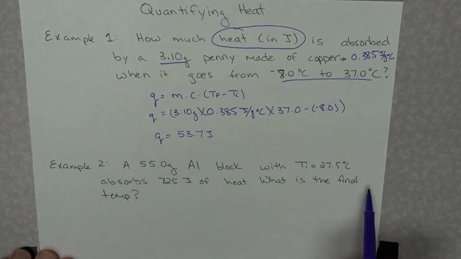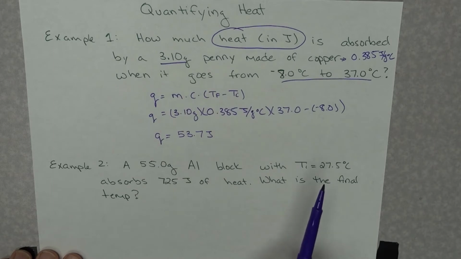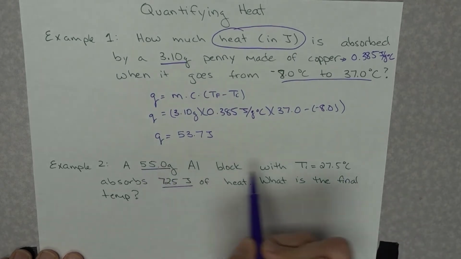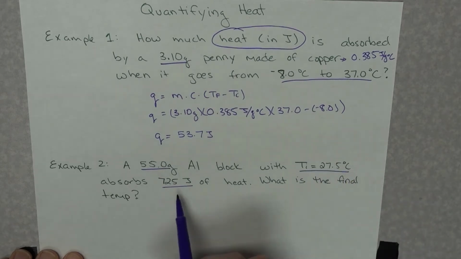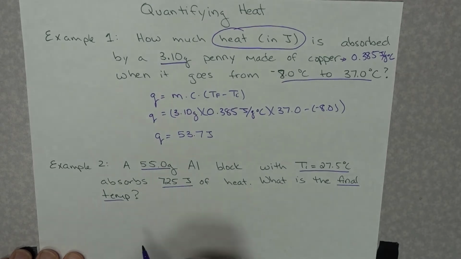Let's look at the second example where we have to find something else. A 55 gram aluminum block is heated, with a temperature of 27.5 degrees, absorbs 725 joules of heat. What is the final temperature? So here I'm given a mass, an initial temperature, and a heat. I need to find the final temp. So let's figure out how we do that.